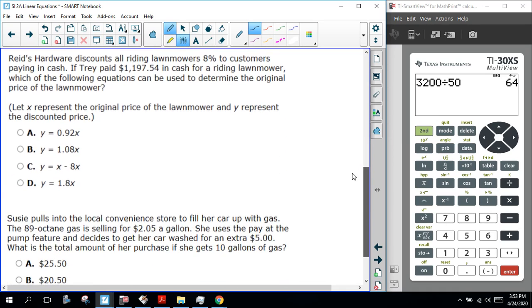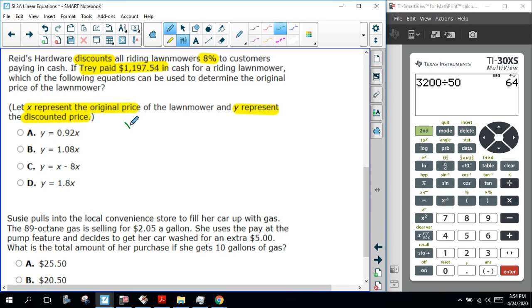Okay, I'm taking a look at the next one. Reed's Hardware discounts all riding lawnmowers 8%. So it's a discount of 8% to customers that pay in cash. Trey paid $1,197.54 in cash, so he's going to get the discount because he paid in cash for his riding mower. Which of the following equations can be used to determine the original price? So we want an equation to represent the price, and it tells me that X represents the original price and Y represents the discounted price. All right, so they've already defined the variables, and let's take a look.